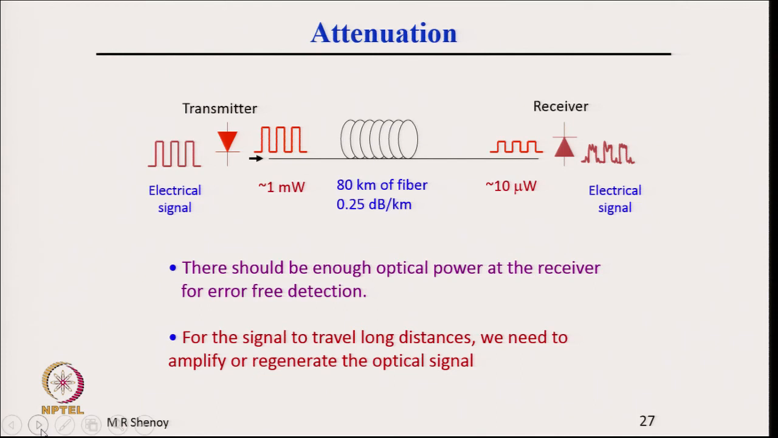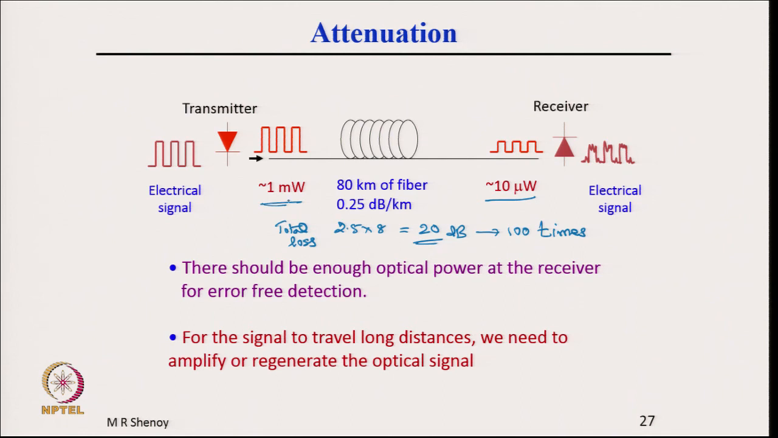Let us look at attenuation very quickly. Let us say the signal power is of the order of 1 milliwatt at the input. After traveling 80 kilometers of a fiber with a loss of 0.25 dB per kilometer, the output will come down to 10 microwatt, 1 milliwatt to 10 microwatt, because it is 100 times lower. If we multiply 0.25 by 80, it is 2.5 into 8, and that is equal to 20. So, this is 20 dB total loss, at 0.25 dB per kilometer. So, 20 dB means 100 times. If P2 by P1 is 100, you get alpha as 20 dB.